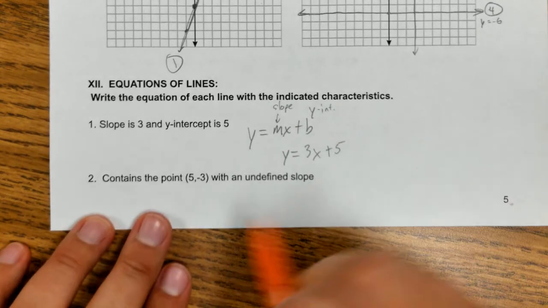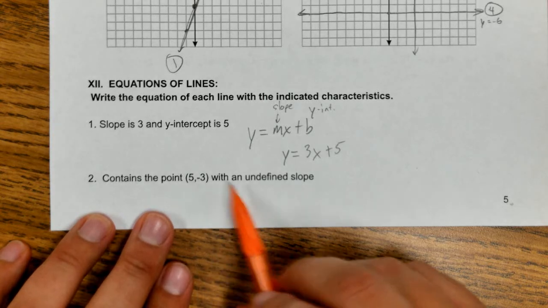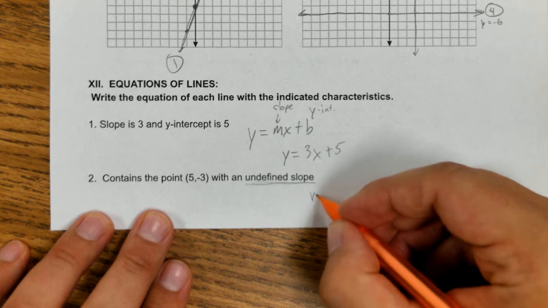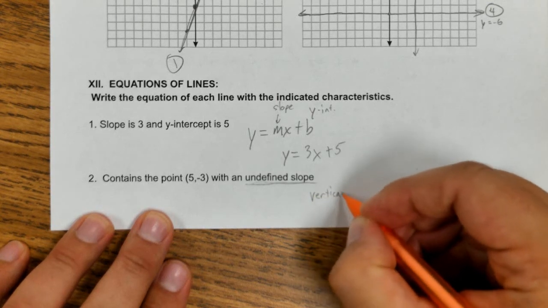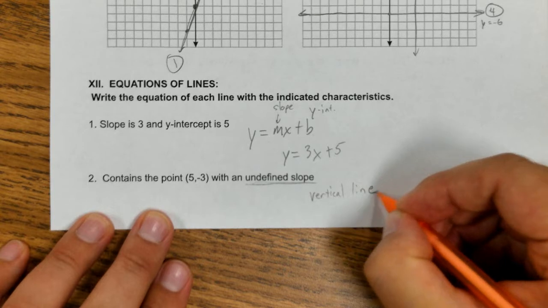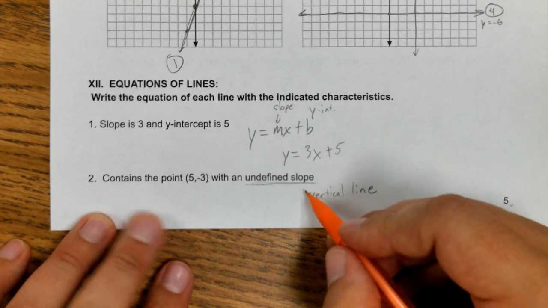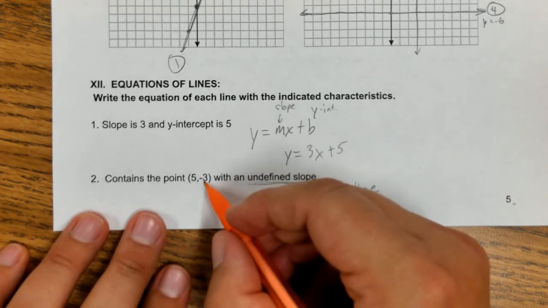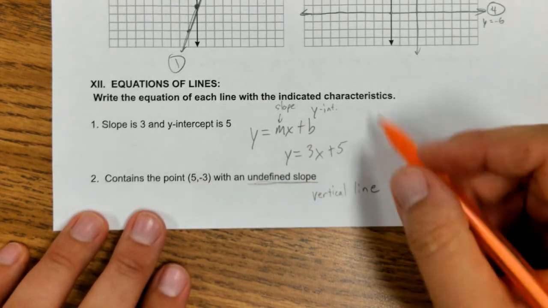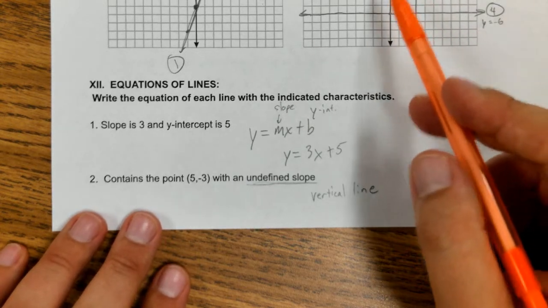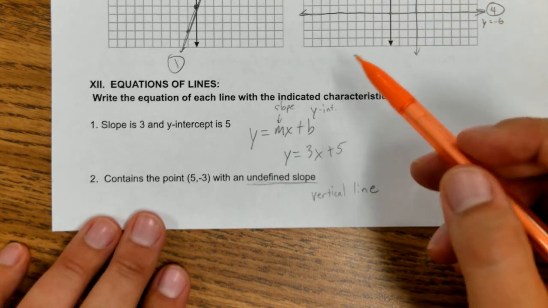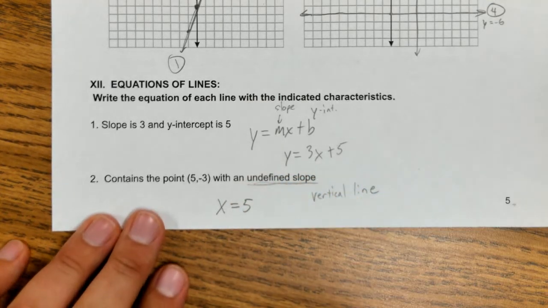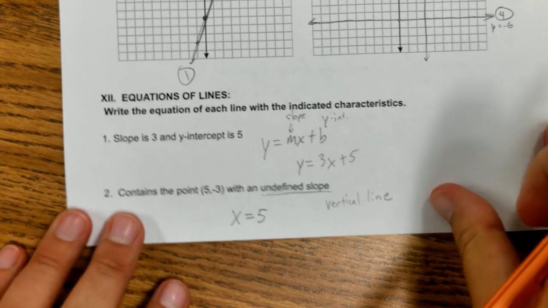When it contains the point, you might have to do a little bit extra work, but because they said it's an undefined slope, whenever they say undefined slope, that means it's going to be a vertical line. If it was a horizontal line, it would say that it has a slope of 0. So those are the only two things to watch out for with that. I know I can just look at the x value here, because looking from our previous part, vertical lines are always x equals something. So this is just going to be x equals 5. That's it. Done with that.